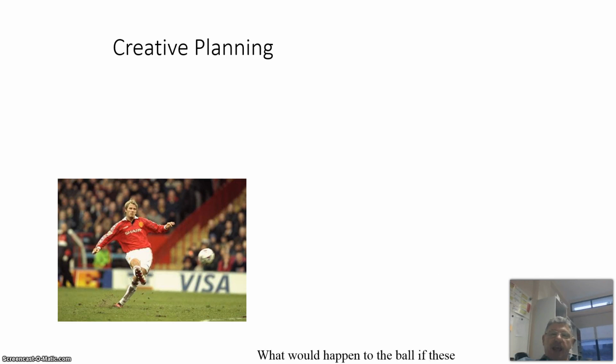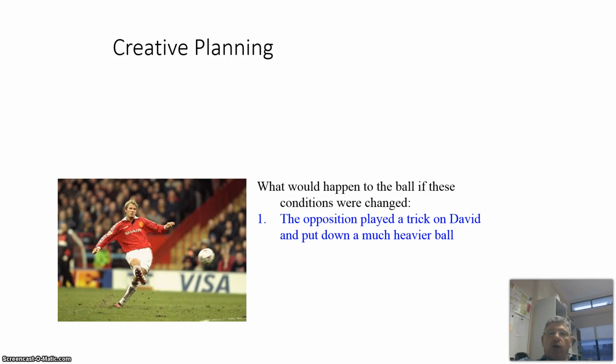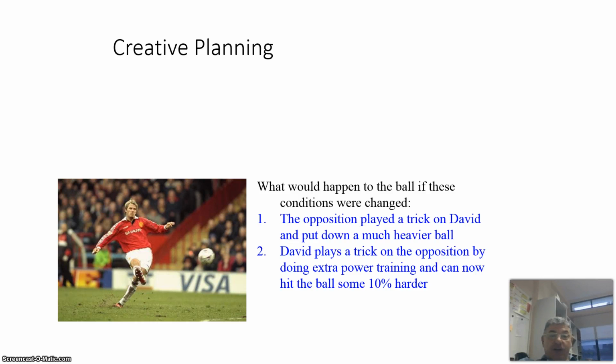Present the photo, then pose a question such as, what would happen if certain conditions were changed? Opposition played a trick on David, put down the heavy ball. Would that ball go faster or slower? Could also say, well, David plays a trick on the opposition. He's been doing extra training, he can now kick it harder by 10%. Now, again, how would this affect how fast the ball went?